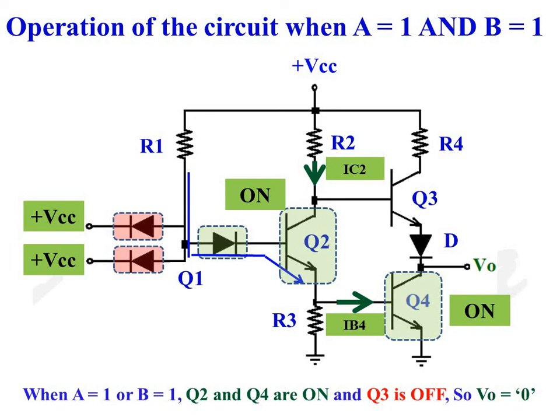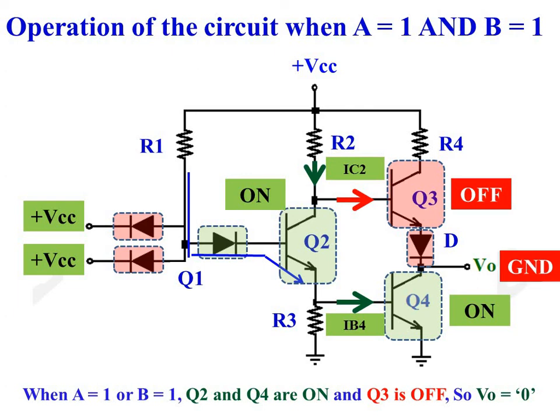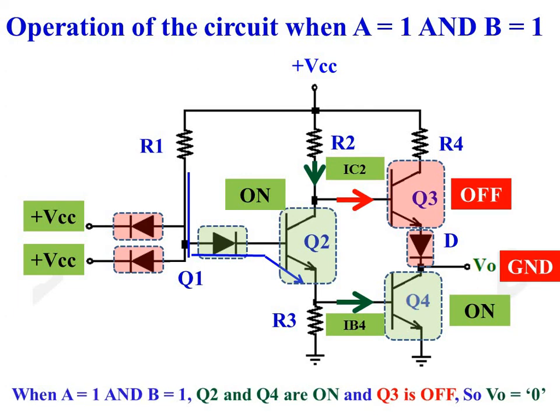Now, as transistor Q2 is conducting, the collector voltage of transistor Q2 is not sufficient to keep the base emitter junction of transistor Q3 in the forward biased condition. So transistor Q3 is turned off. As transistor Q3 is turned off and as transistor Q4 is in the on condition, output voltage V0 is equal to ground. In other words, when A is equal to 1 and B is equal to 1, output is at logic 0.